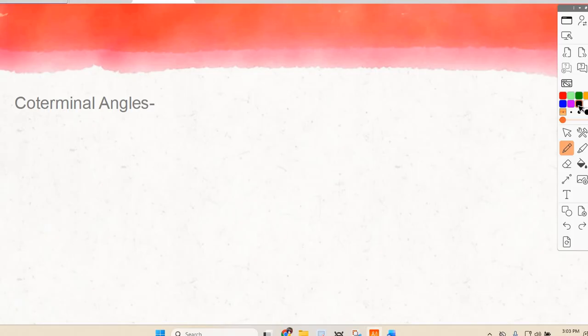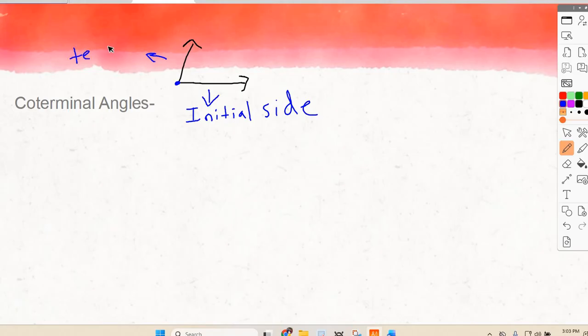So then the other part of that is terminal, which I think we talked about a little bit, but I don't know if I actually wrote it out for you. We have two different sides for an angle. The first is the initial side, initial also meaning starting. And the second is the terminal side, meaning ending.